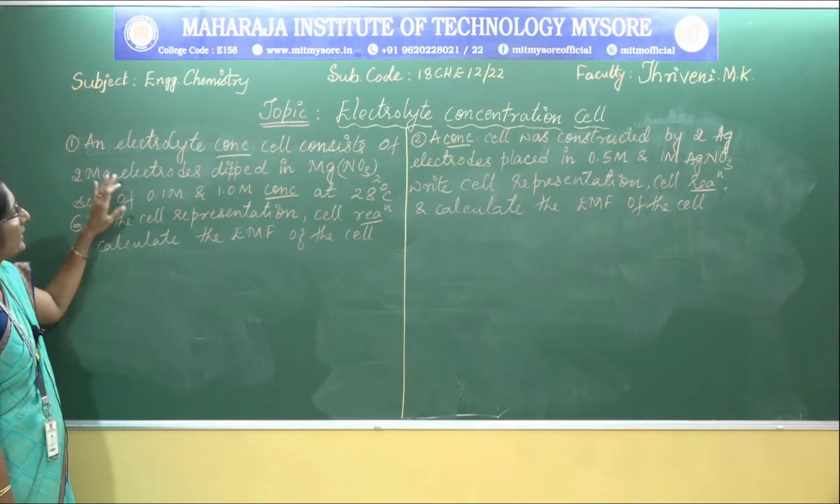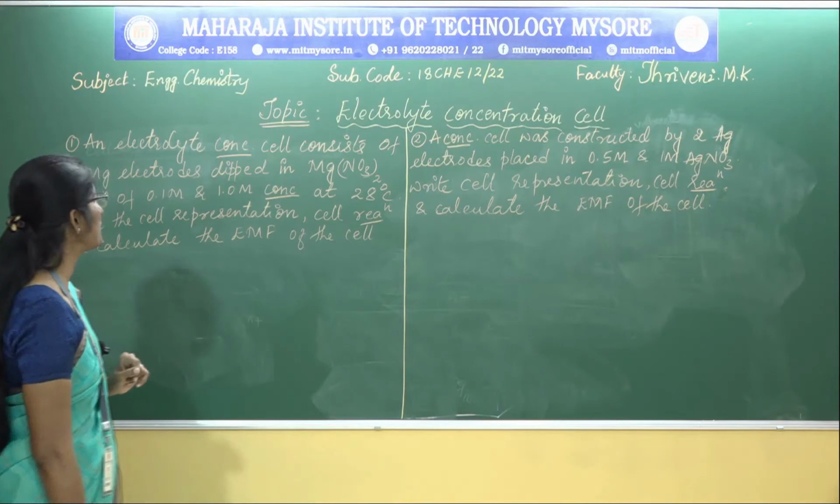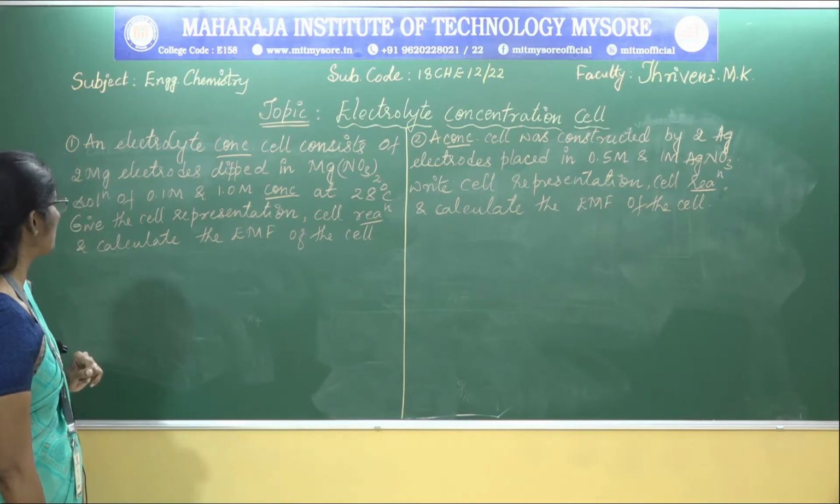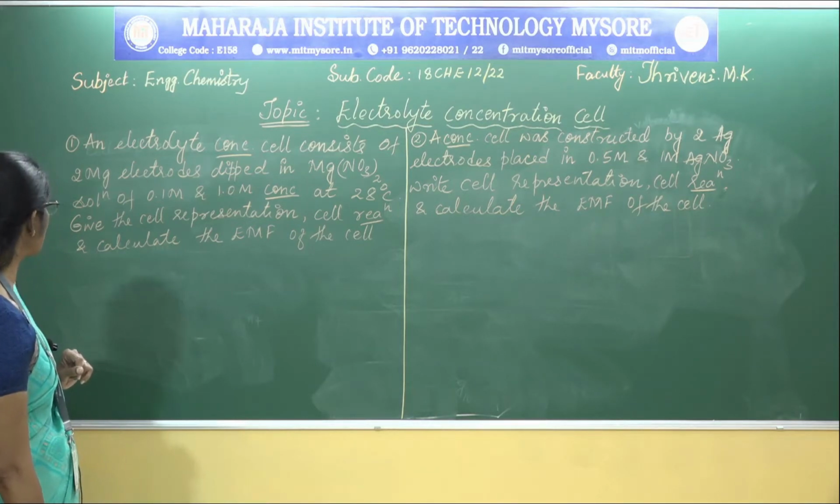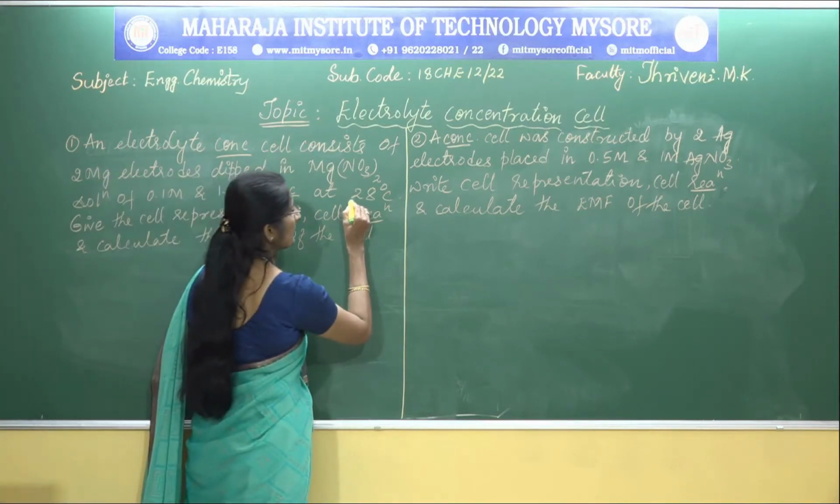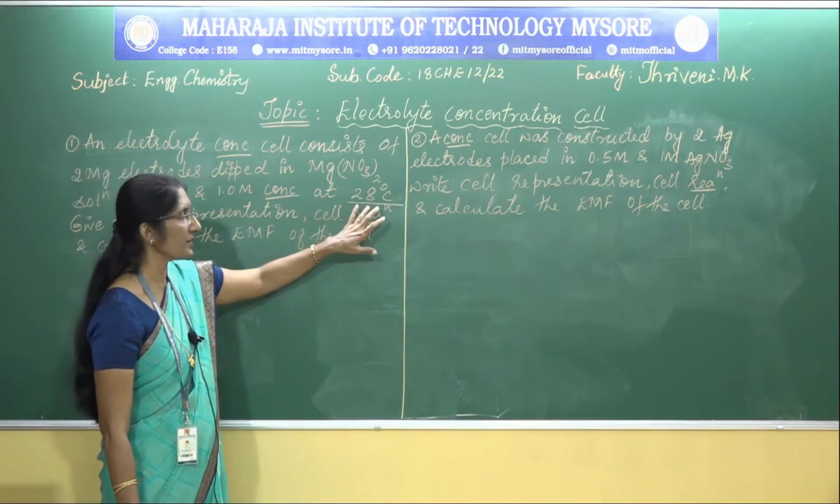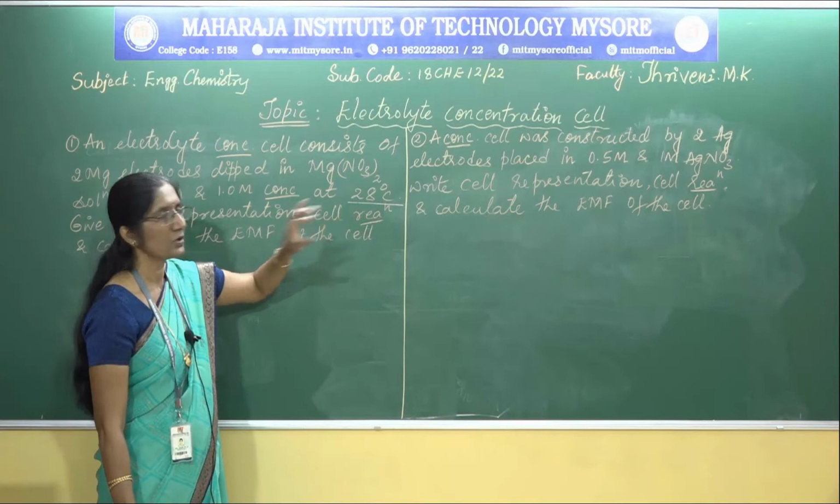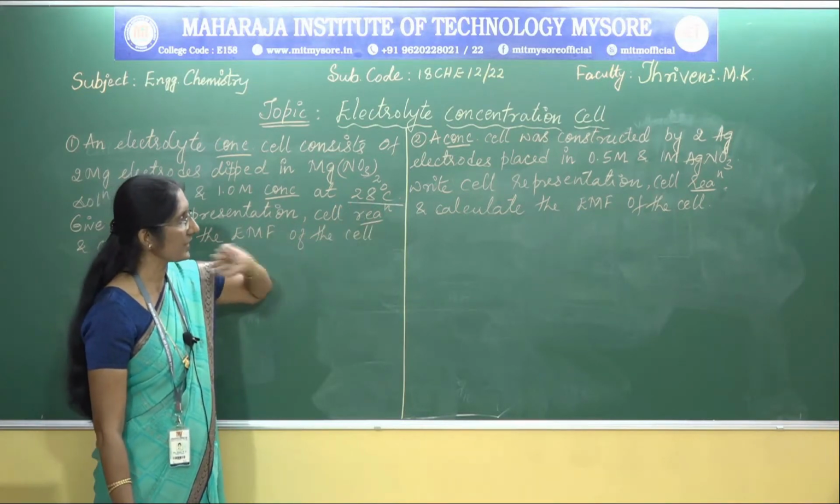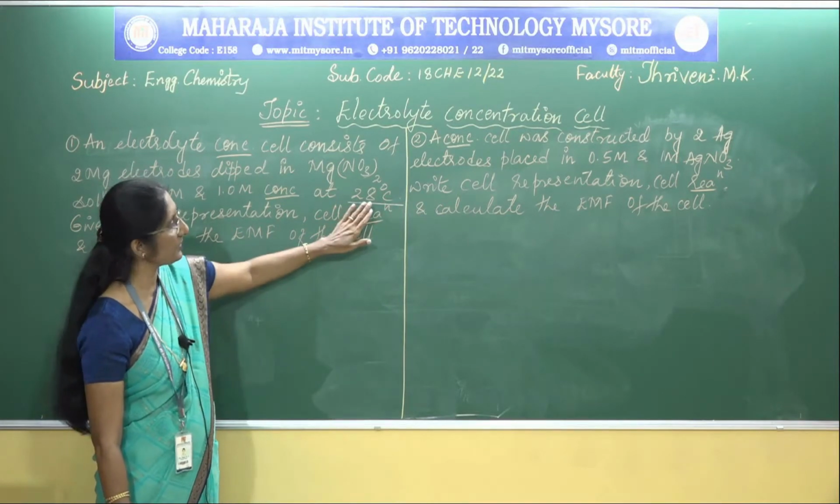So first problem: an electrolyte concentration cell consists of two magnesium electrodes dipped in magnesium nitrate solutions of 0.1 molar and 1.0 molar concentration at 298 degrees centigrade. Give the cell representation, cell reaction and calculate the EMF of the solution. Observe that here the temperature is 28 degrees centigrade, underline that. Convert this to the Kelvin scale, that means 273 plus 28, it is not equal to 298, so therefore underline this.